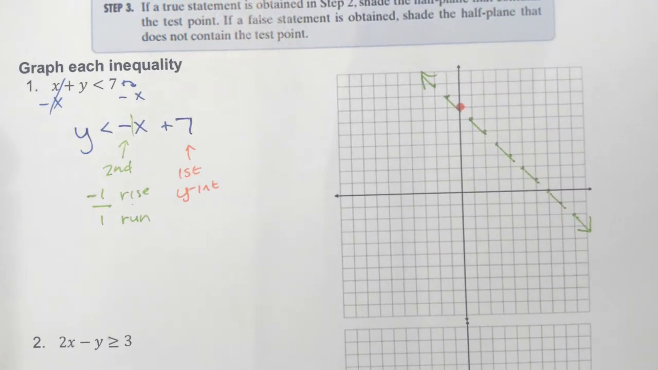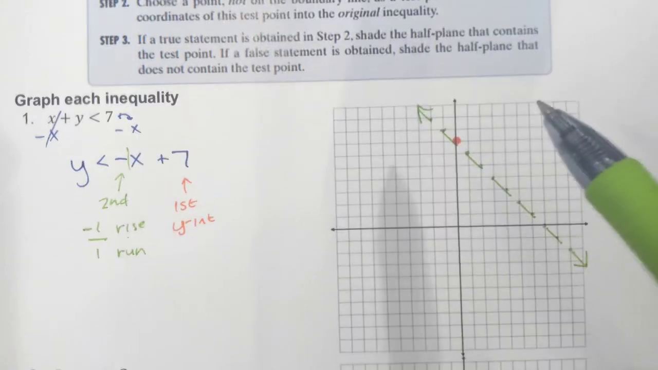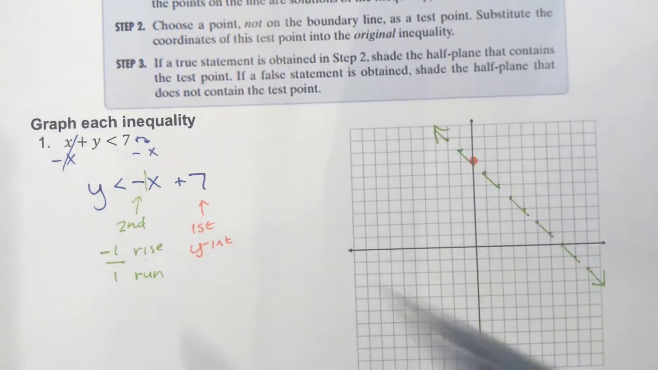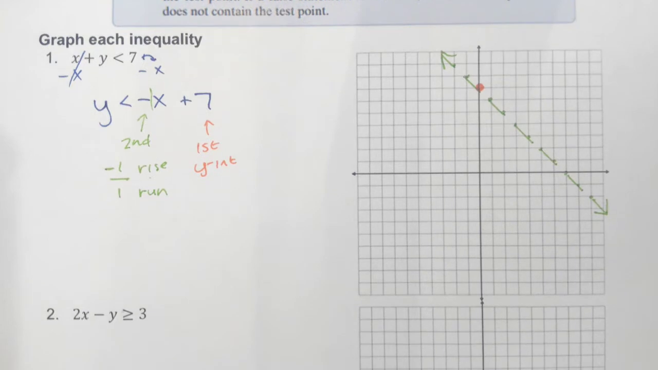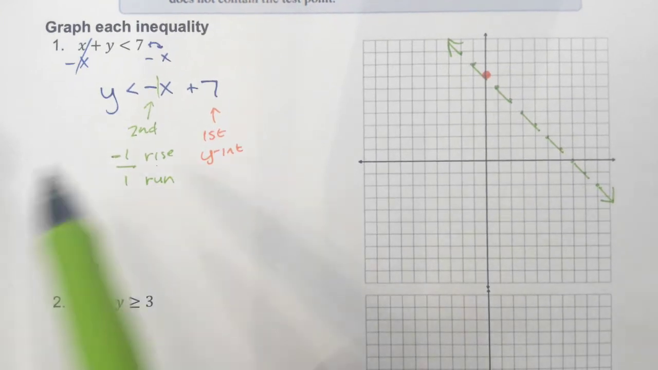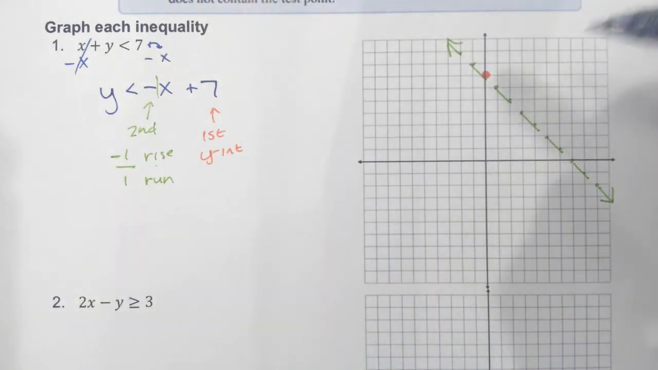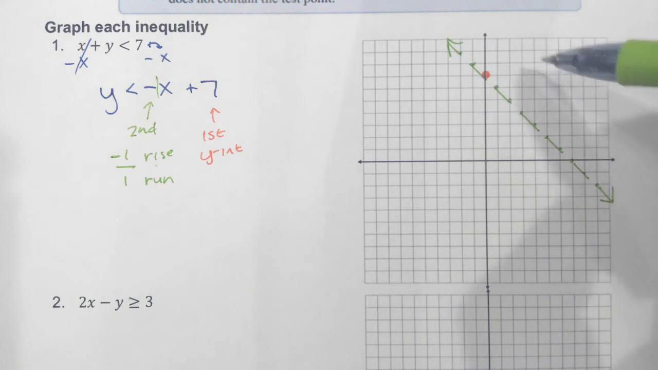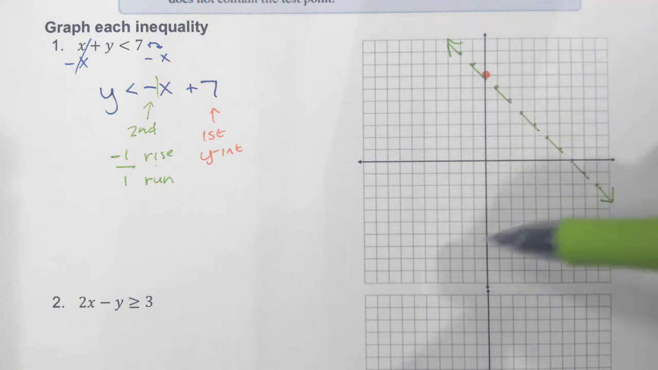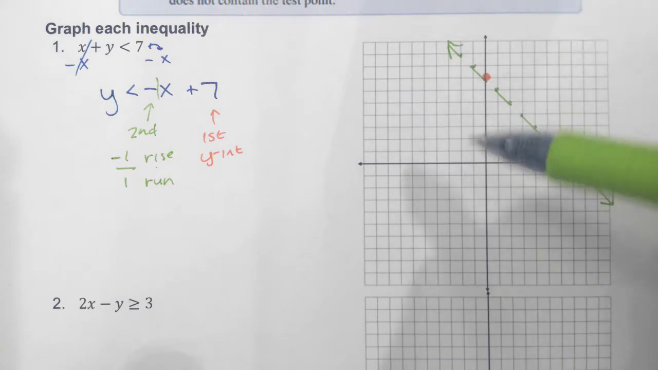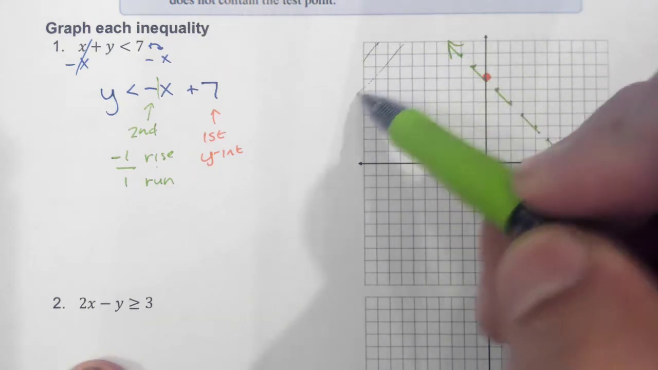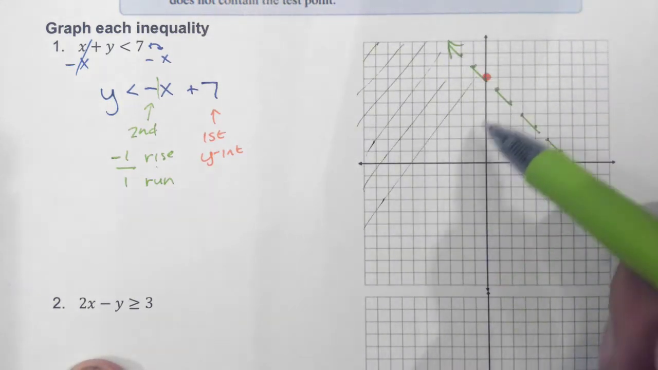Now it walks you through choosing a point and plugging it in. I'll just give you the super fast, easy way. Our symbol is less than. So less than, would that be above our line, which would be up here, or below our line, which would be down here? Less than would mean below. So you're going to shade all of this area.